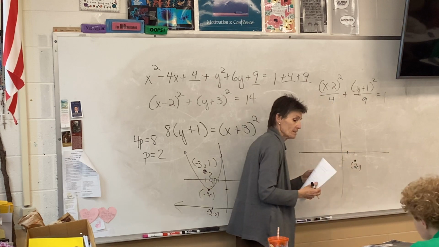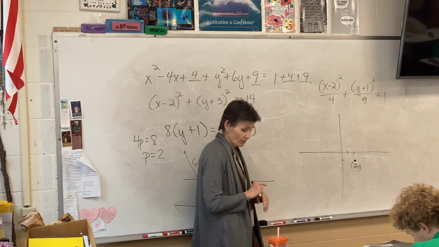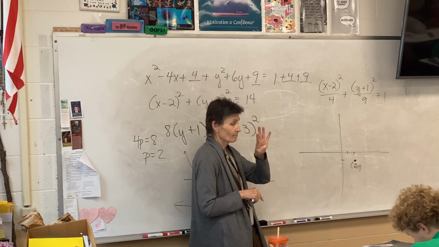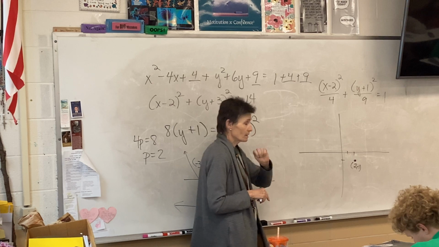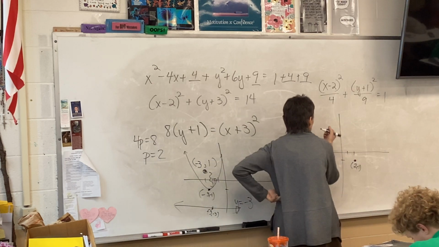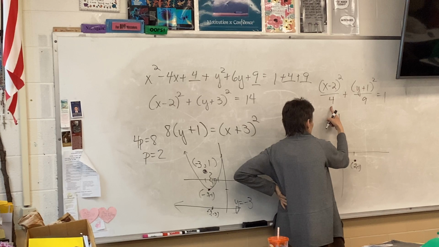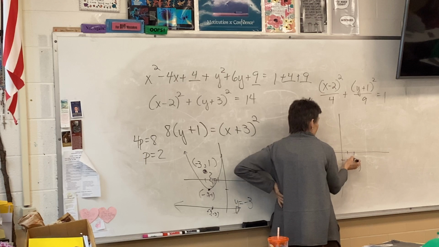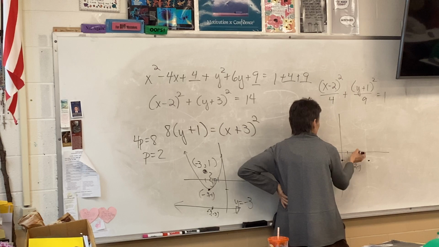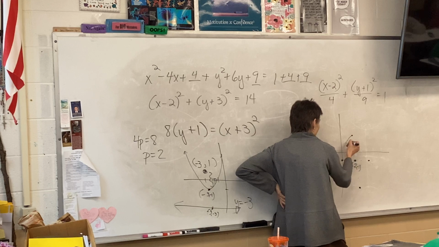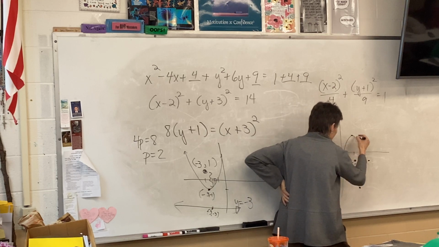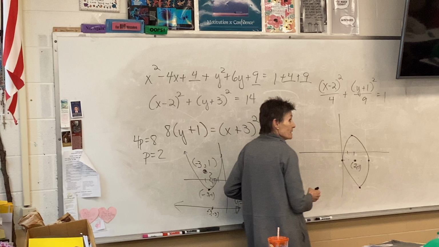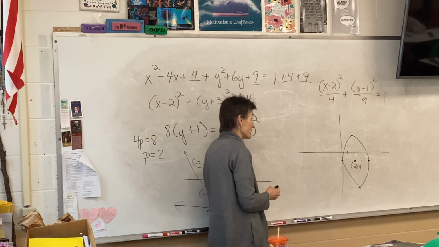Now I need my vertices. And I know there's only one blank there, but there's 4 of them. So here we go. How do I find them? So sideways, 2, and up and down, 3. So those points that I just connected are my vertices. But I need to know what they are because I need to write it down in the answer blank.